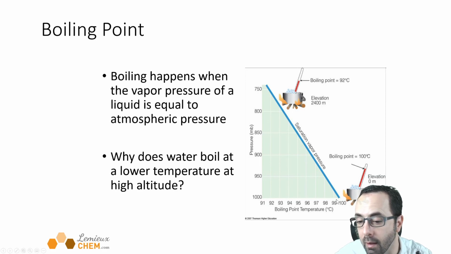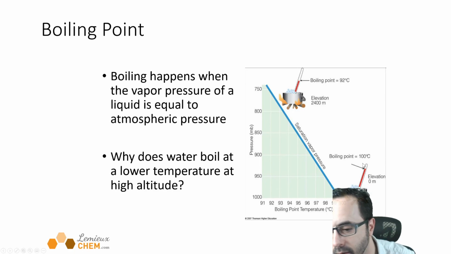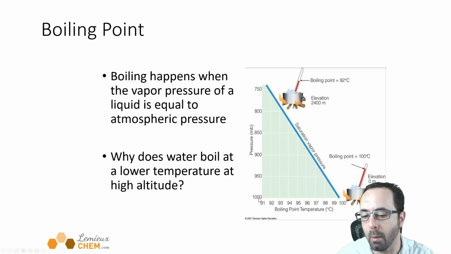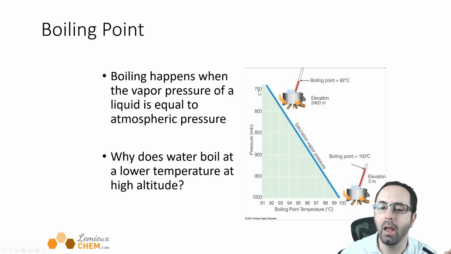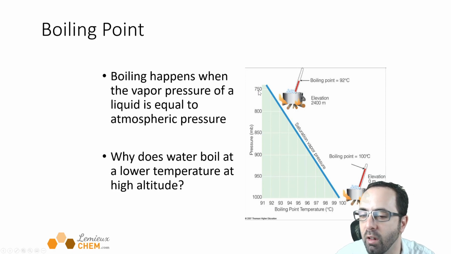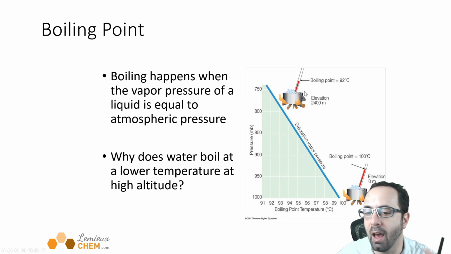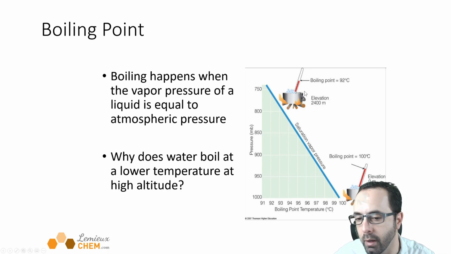So if you're at sea level, you've got to get water up to 100 degrees Celsius if it's going to have a vapor pressure that is equal to atmospheric pressure. But when you're high in the mountains, the atmospheric pressure is lower. So you don't need to get the water as hot because it does not have to have as high of a vapor pressure to boil.